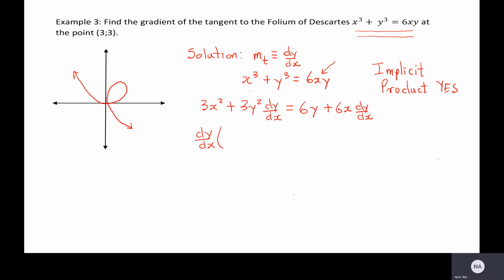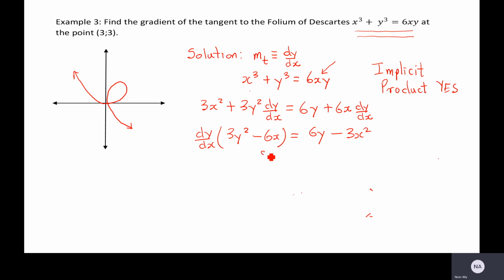Once again, do the transposition. I'm removing dy/dx as the common factor. I'm left with 3y squared. I'll have to transpose the 6x. That becomes a minus 6x. All other terms remain on the right-hand side or are transposed to the right-hand side. That gives me 6y minus 3x squared.